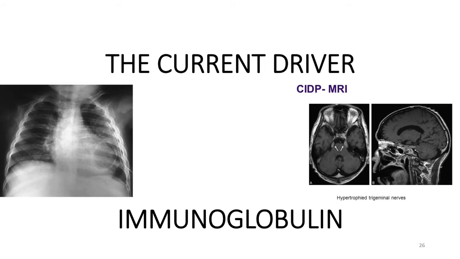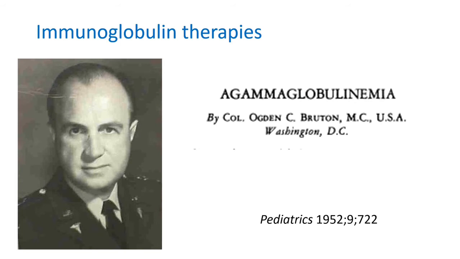I now come to the last product which I will discuss in detail, which is the current driver, which is immunoglobulin. And immunoglobulin, ever since it was developed, has been an increasingly important product. Recognizing again the pioneer in this treatment, this is Colonel Ogden Bruton, who was the first person to treat a child with immune deficiency, which led to severe infections, using a preparation of purified immunoglobulin generated by the fractionation system as you can see, nearly 70 years ago. Since then, the preparations have continued to be developed.